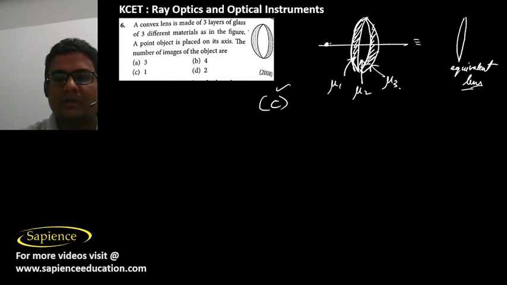Actually here, if we want to find the equivalent focal length, then we can do it by supposing here the radius is r. But only one image will be formed, since this whole thing will act like a single equivalent lens.